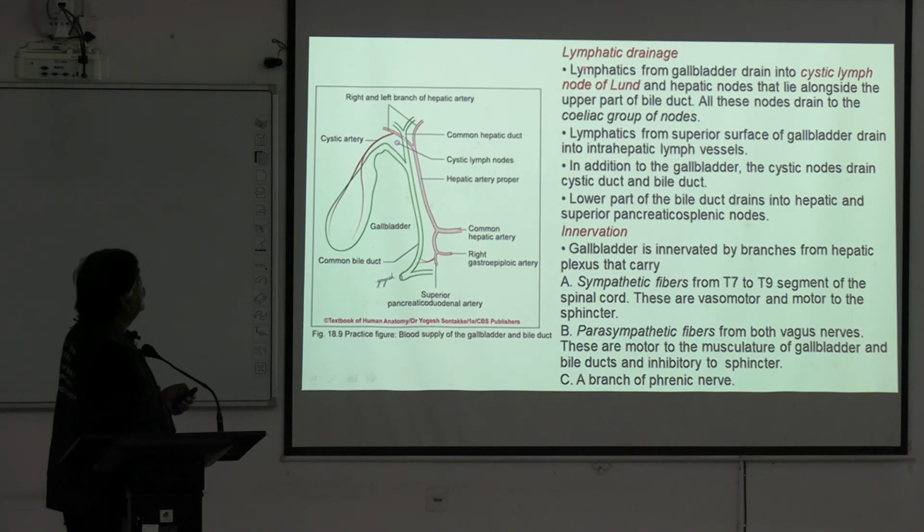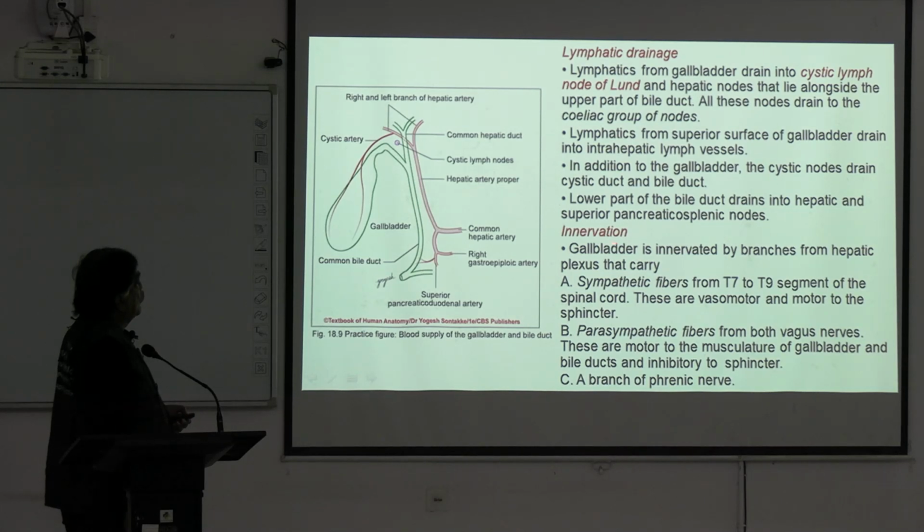Now lymphatic drainage. Lymphatics from the gallbladder drain into the cystic lymph node of Lund and hepatic nodes alongside the upper part of the bile duct. All these nodes drain into the celiac group of nodes. Lymphatics from the superior surface of the gallbladder drain into the intrahepatic lymph vessels. In addition to the gallbladder, the cystic nodes drain the cystic duct and bile duct. The lower part of the bile duct drains into the hepatic or superior pancreaticosplenic nodes.